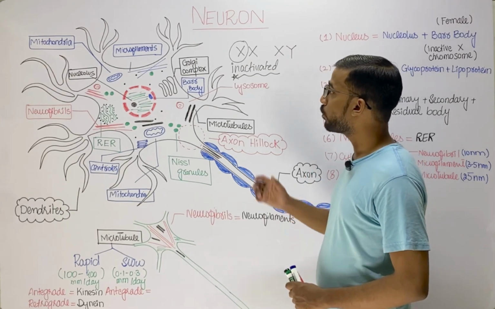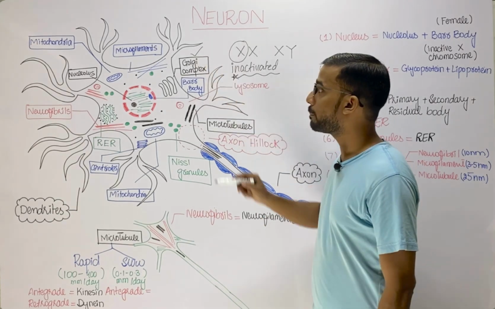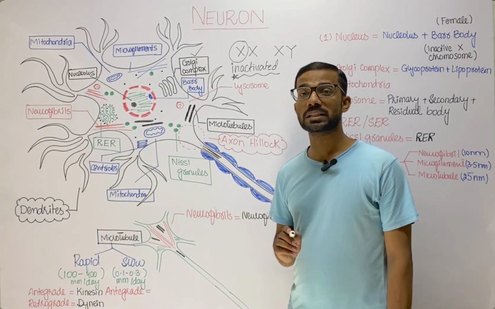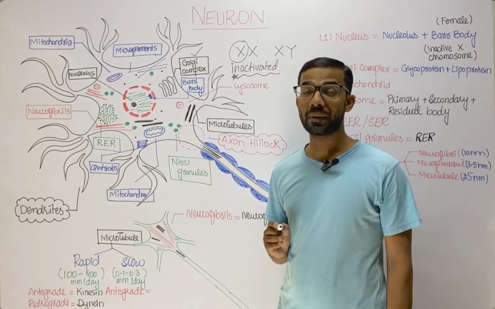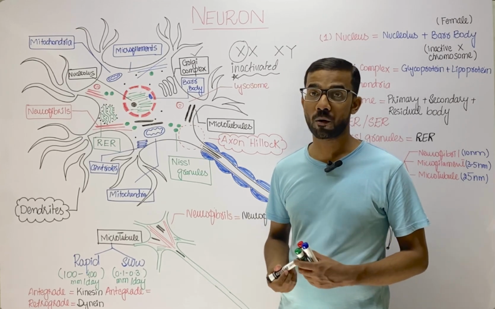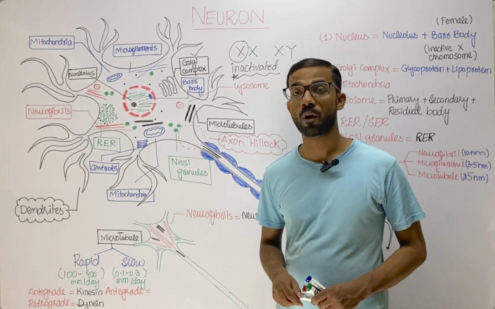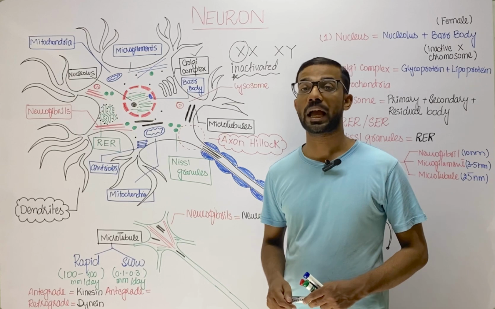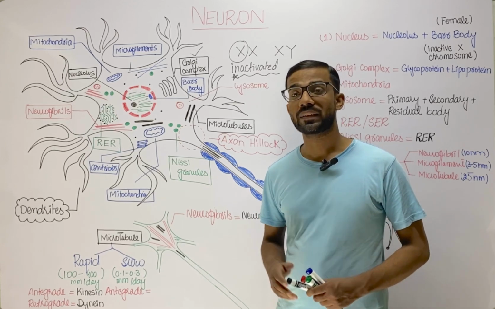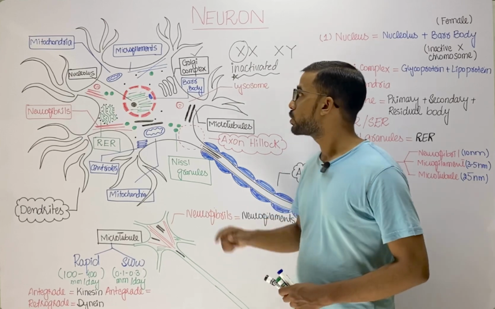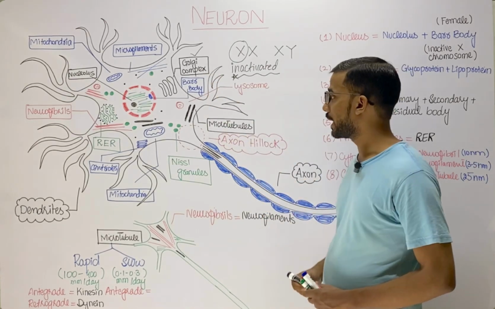Okay, next we move towards the second organelle, that is the Golgi complex. The Golgi complex basically modifies the proteins made from the ribosomes. So if a protein is attached with a carbohydrate, then that will become a glycoprotein. If a lipid is combined with a protein, then it will become a lipoprotein. So modification happens in the Golgi complex organelle.